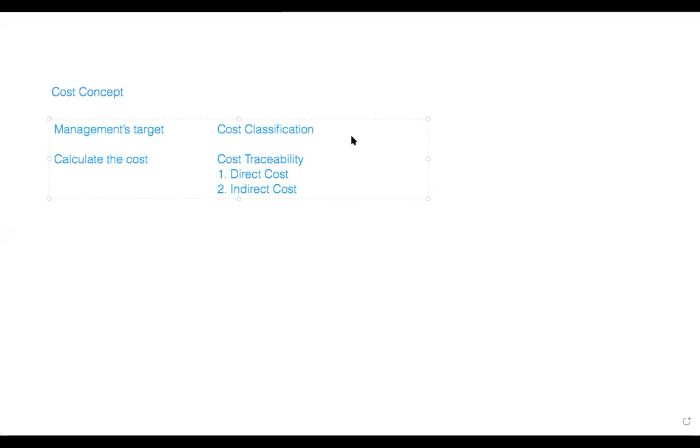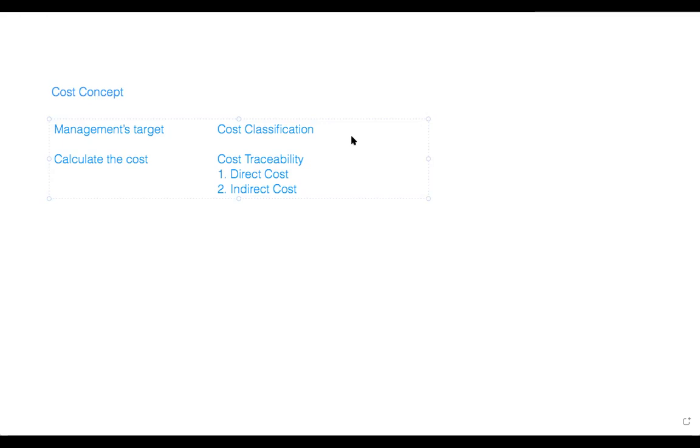So we are going back to the direct costs and indirect costs. This is the classification. We've known the direct costs before, right? Direct cost is cost that can easily and accurately be traced to the cost object, and indirect cost is cost that cannot be easily and accurately traced to the cost object. That was the difference based on cost traceability.